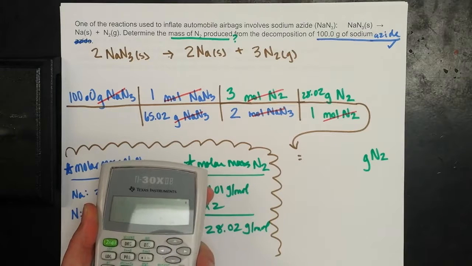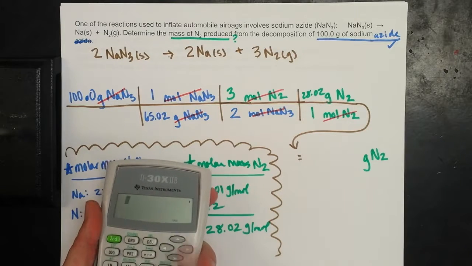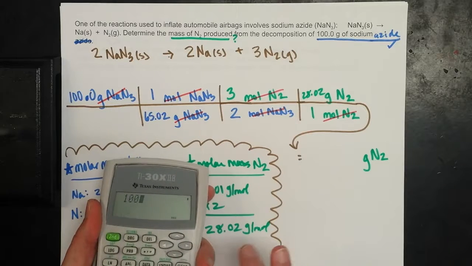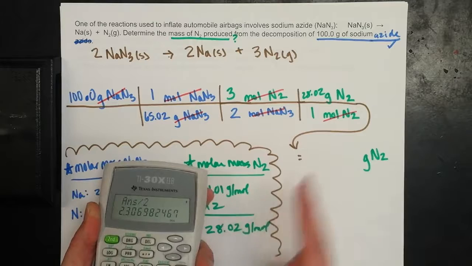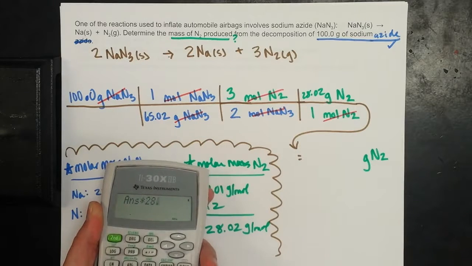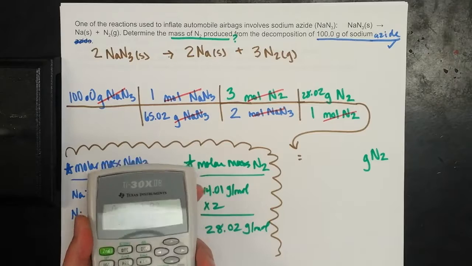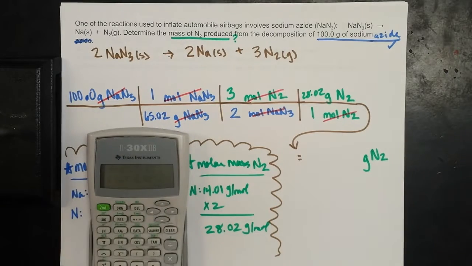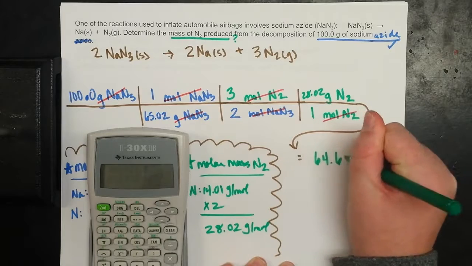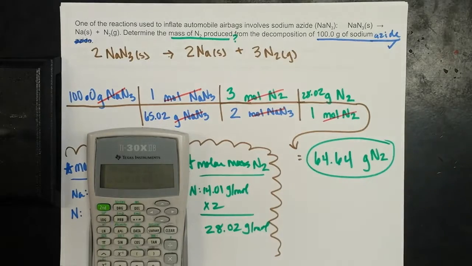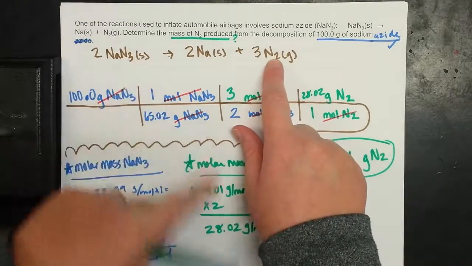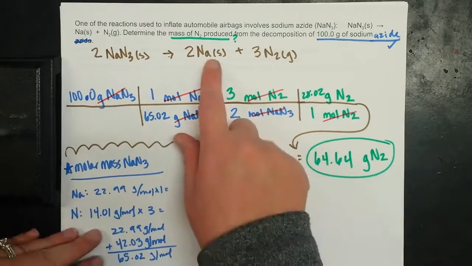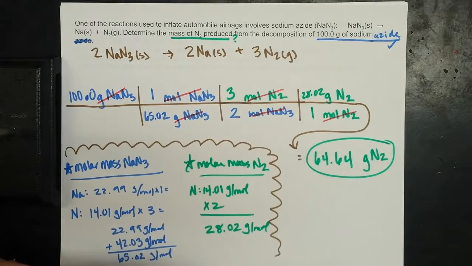This gives me, oops, oh man, I must have messed that up. Let's try it again. Got 100 divided by 65.02 times 3 divided by 2 and then times 28.02. There we go. Now we get 64.64 grams of nitrogen. Okay. So 100 grams will decompose to form 64.64 grams of nitrogen, meaning that whatever the difference in those two numbers is, it must be the mass produced for sodium. There you go.